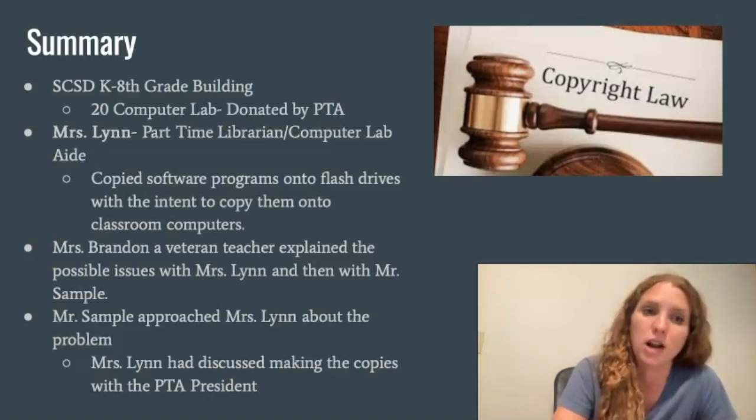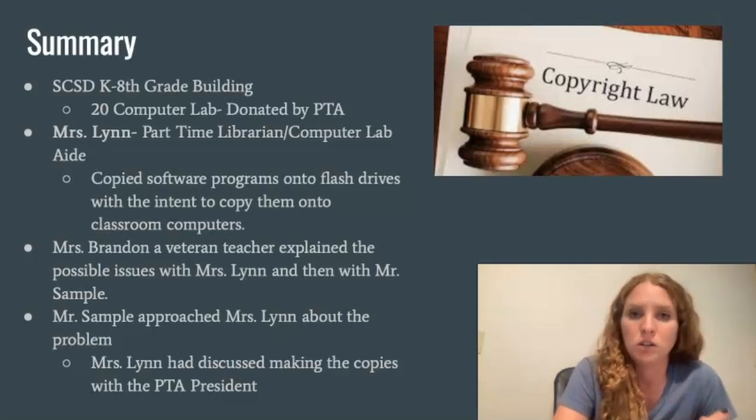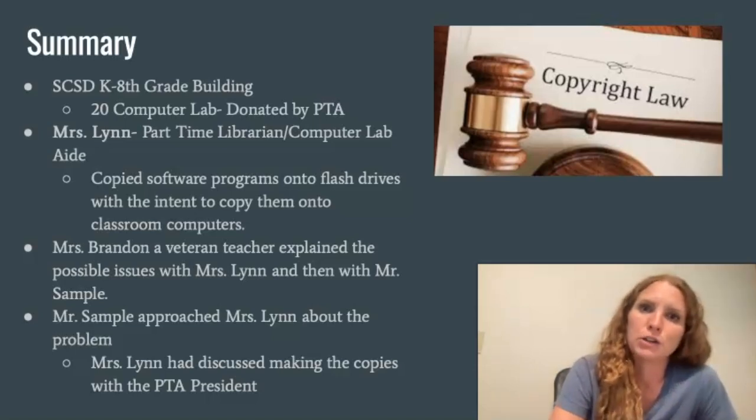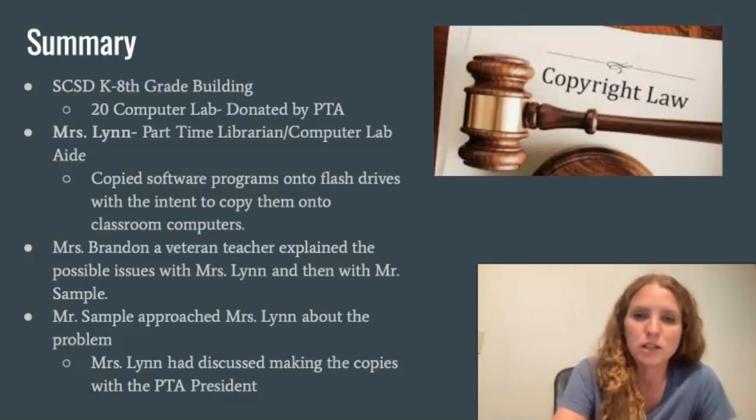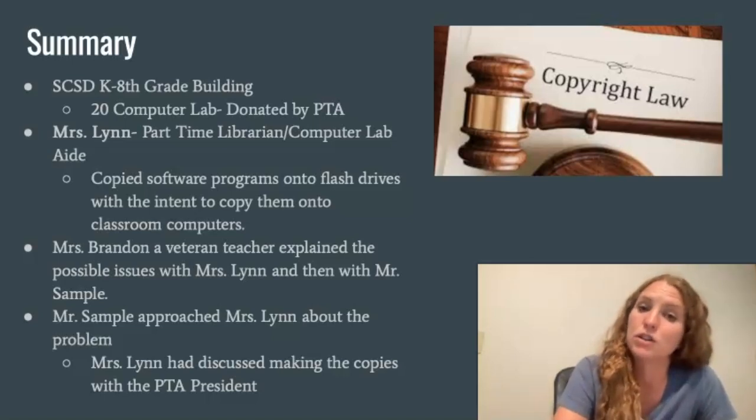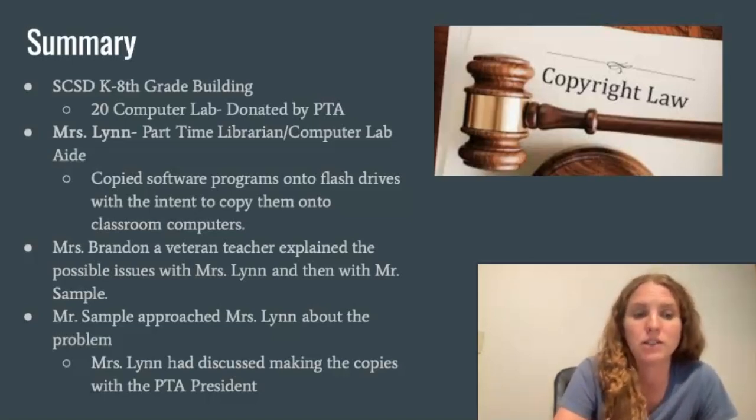Miss Brandon, another veteran teacher, approached her and said, "Hey, this could be some copyright infringement. I think you need to be careful." Miss Lynn told her, "I'm probably still going to do it." So when Miss Brandon told Mr. Sample, he approached her about the problem. She explained that she didn't understand what she was doing was wrong, and that she had told the PTA president about it, and they were proud of her for saving the district some money.